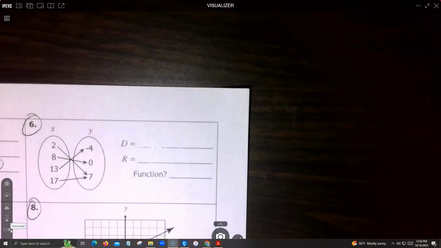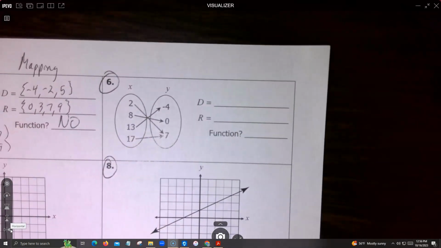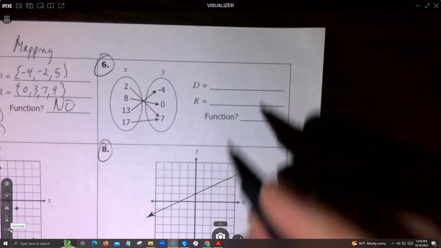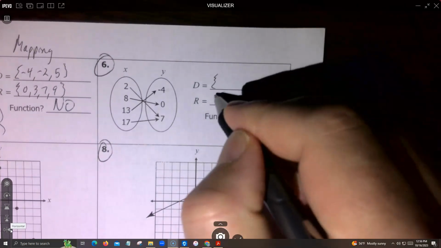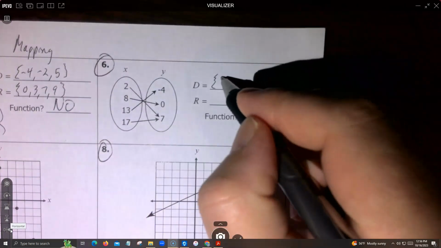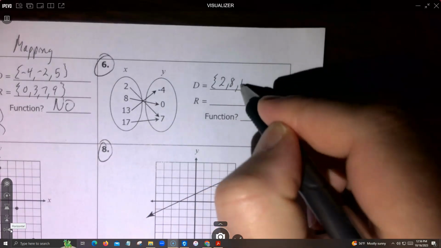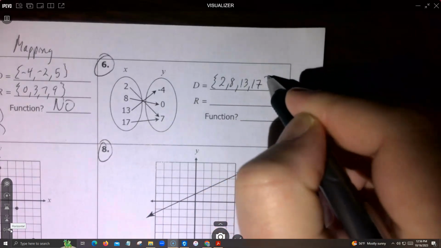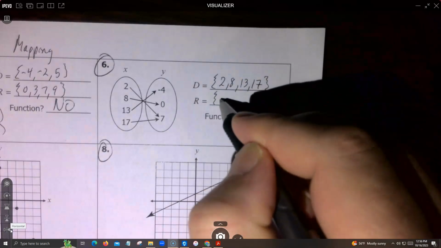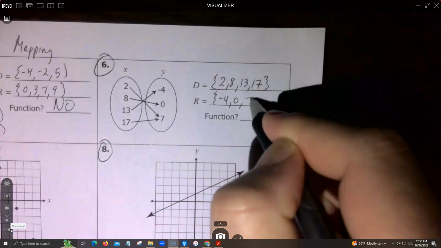All right. Okay, so let's do this one. Domain and range of this one. Again, it's easy to write the domain and range because they're just all the numbers that are here. So that's 2, 8, 13, and 17. And y's, -4, 0, and 7.